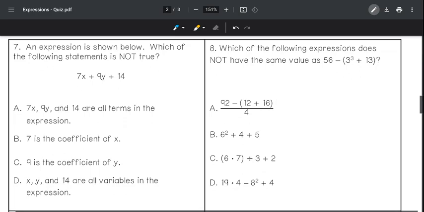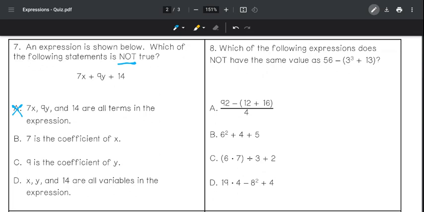All right, number 7. It says an expression is shown below. Which of the following statements is not true? Okay, not true. A, 7x plus 9, or 7x, 9y, and 14 are all terms in the expression. Are those all things in the problem? Yes. So it's not A, because that's true.